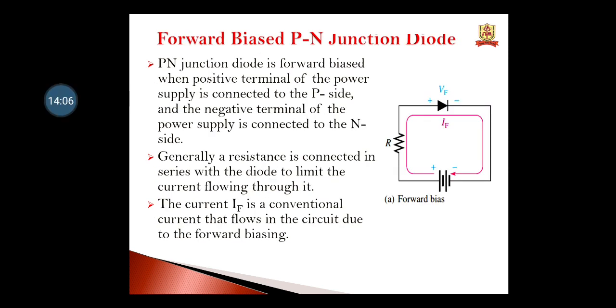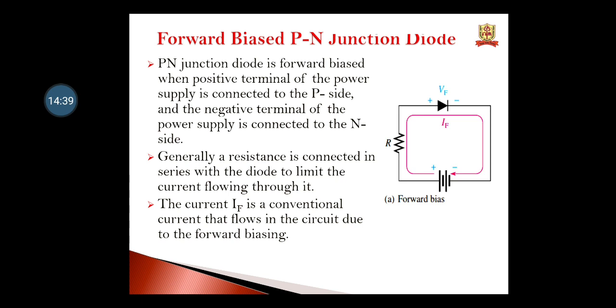So here you can see the forward biasing of p-n junction diode. Here the arrow is showing the anode and the next terminal is cathode. When the anode of the diode is connected to the positive terminal of the battery or power supply or voltage source, and the negative terminal of the battery or power supply or voltage source is connected to the cathode of the diode, it is called forward biasing of the diode.